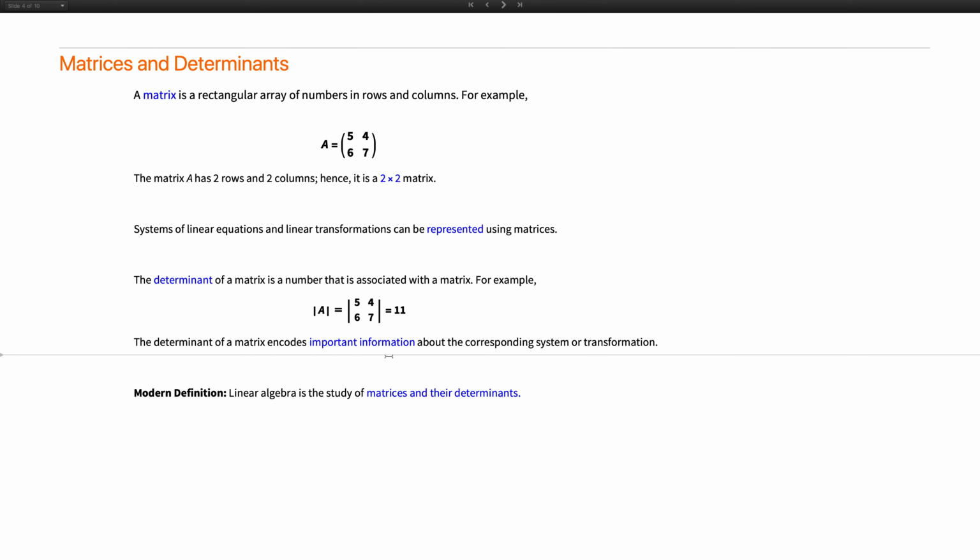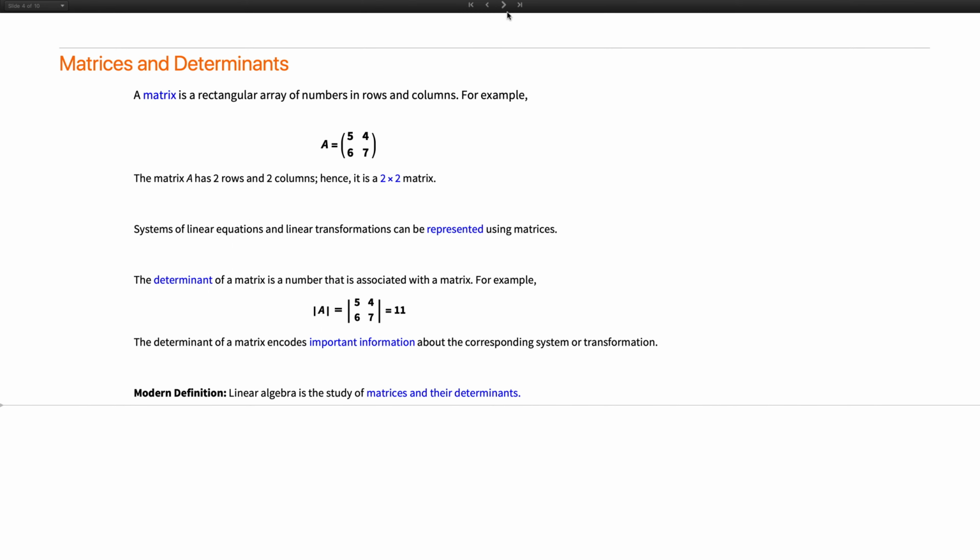So in the modern world, a nice way to think about linear algebra is that it's a study of matrices and their determinants. And of course, that's useful because in this day of computers, we can store matrices quite easily with powerful computers. And so doing linear algebra is actually a very fruitful way of solving problems in the modern world.